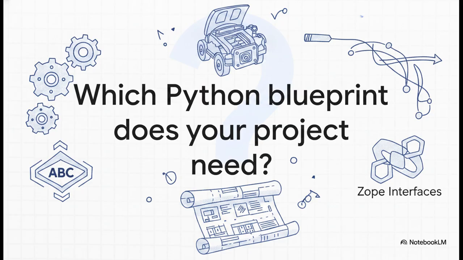So the crucial question I want to leave you with today is this. Take a hard look at the architecture of your current codebase. Are you building a family of related objects, or are you enforcing strict public contracts? Choose your blueprint wisely.